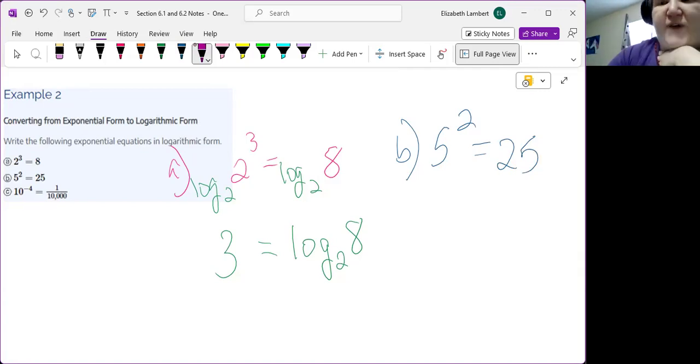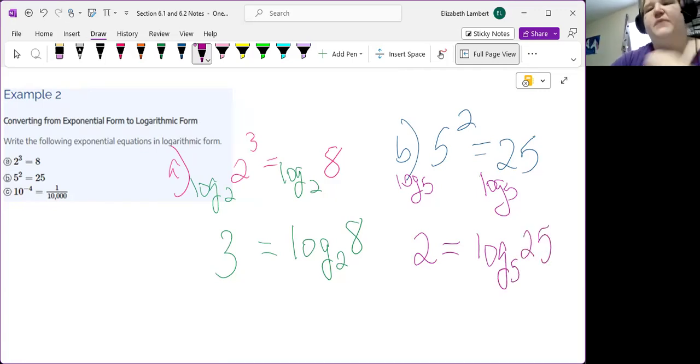So this is 5 squared. 5 is the base, so log base 5. 2 equals log base 5 of 25. Now the same way when we square root both sides, it has to be the entire side. Same thing when we apply it to equations. It's applied to each entire side. Therein lies its power.